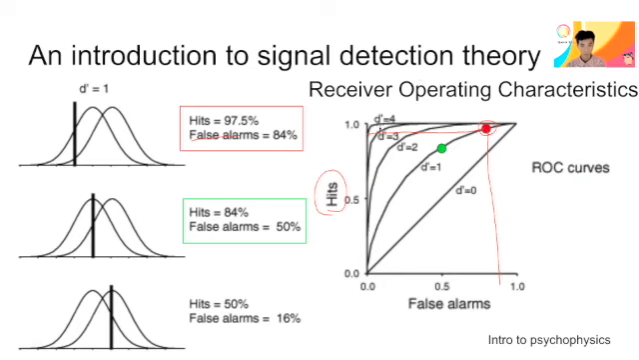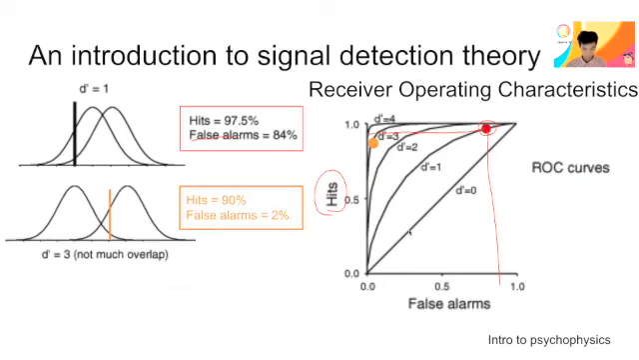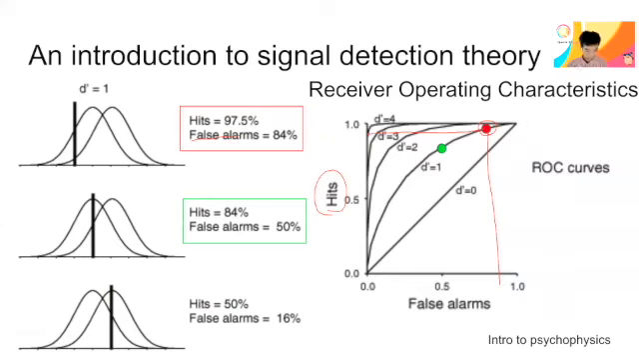So that corresponds roughly to hits are 84% and false alarms are 50%, and then finally hits are 50% and false alarms are 16%.